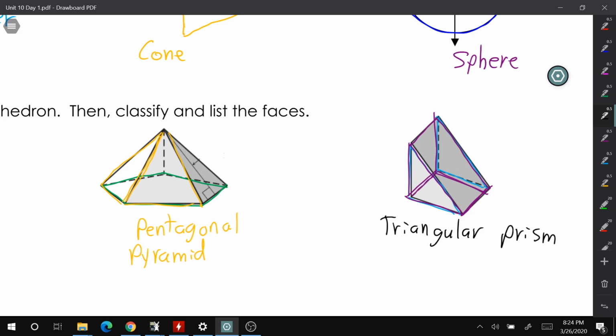Okay, so that's all that we're doing in this lesson. It's full of definitions and terms, so just make sure you know the differences between them and that you know how to use them.